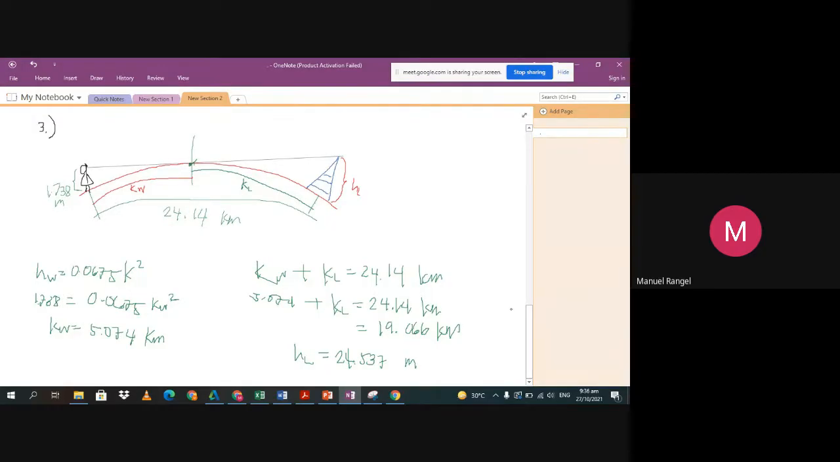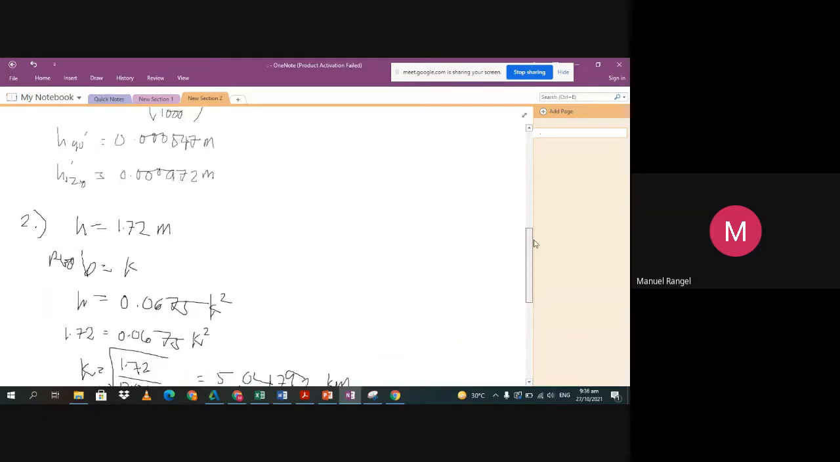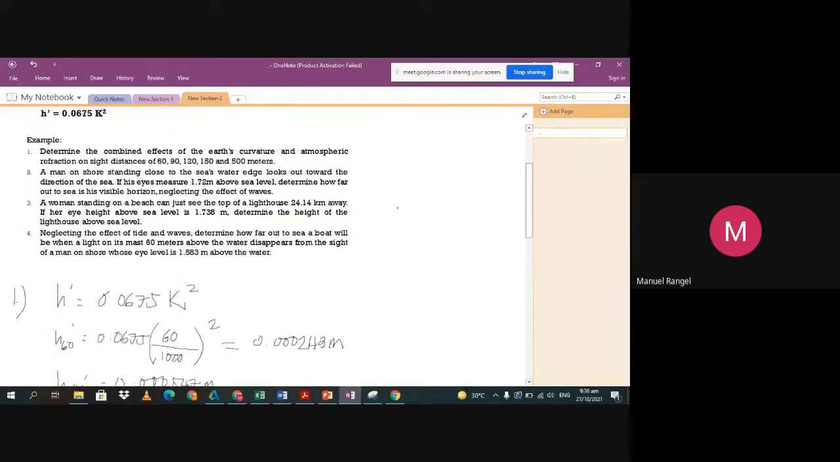Okay, for problem number 4, neglecting the effect of tide and waves, determine how far out to sea a boat will be when a light on its mast 60 meters above the water disappears from the sight of a man on shore whose eye level is 1.583 meters above the water.